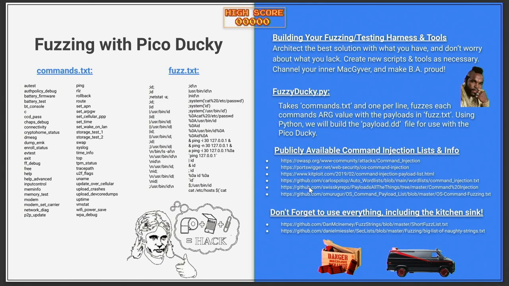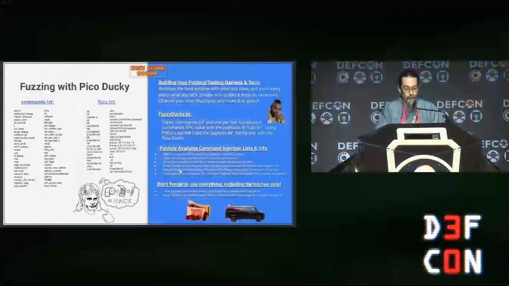So we know that we have a crosh shell. We have some commands that we can utilize. You can go through those and extract them and put them in a text file. We're going to take all the commands and put them in commands.txt. Then we're going to take some fuzz payloads and strings and shove them in another text file. This is how we're going to build our test harness and how we're going to try to attack the Chromebook using the ducky.